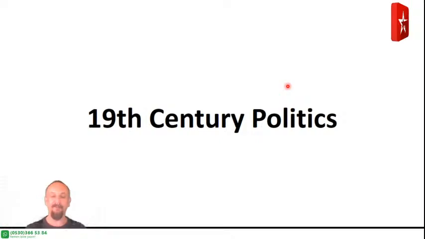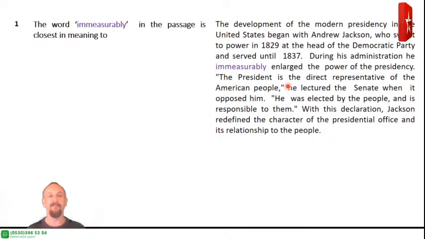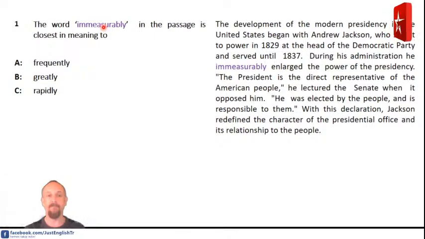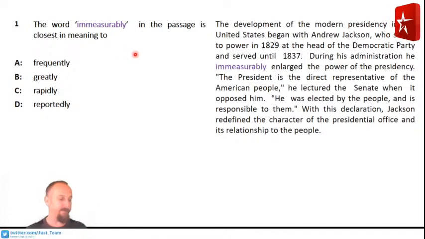So we're going to move on to the first question. The word immeasurably is a vocabulary word, and here's the word in the reading passage highlighted. We're not going to read this yet. It's not important. We've looked at the question. Let's have a quick look at the options. A, frequently. B, greatly. C, rapidly. Or D, reportedly. So have a quick look at that. I'm going to give you around a minute. Where's my telephone? I'll open up my timer as I did last lesson, so I know how much time I'm giving you. Have a look at that.